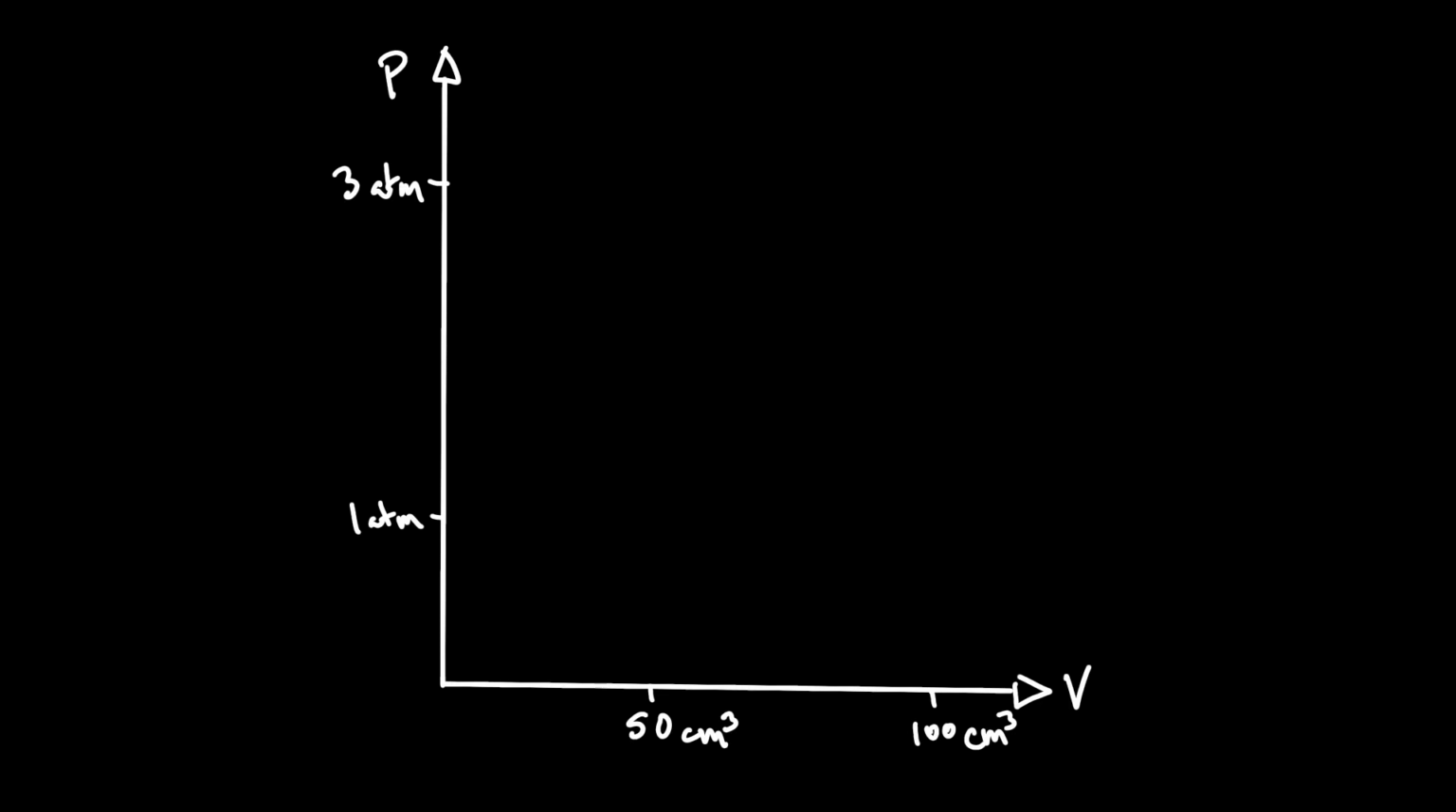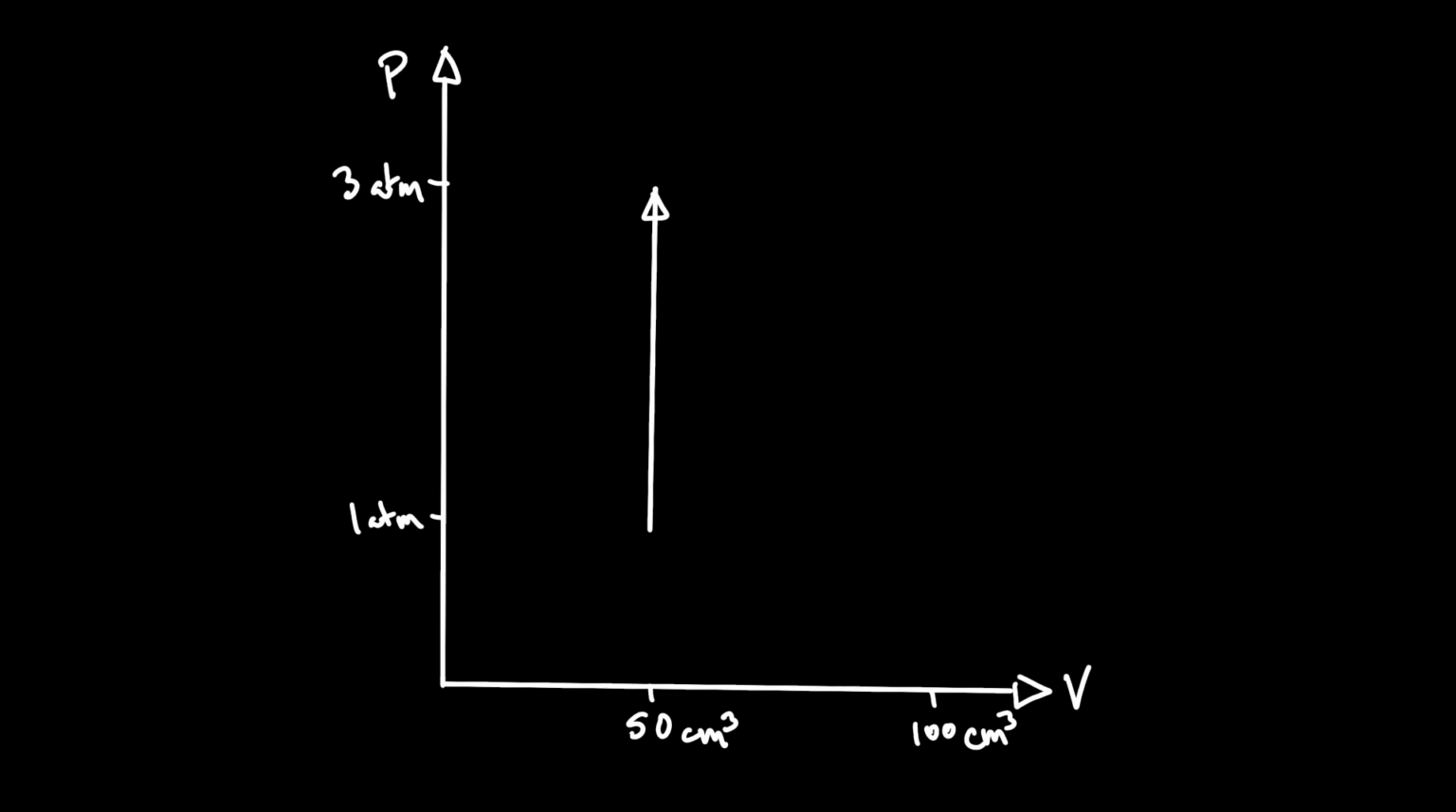In steps 1 to 2, there is a pin holding the piston in place, which prevents the volume from increasing. However, due to the heat underneath, the pressure will increase as a result, meaning that we will have an increase in pressure from 1 atmosphere to 3 atmospheres, but our volume will remain the same at 50 centimeters cubed.